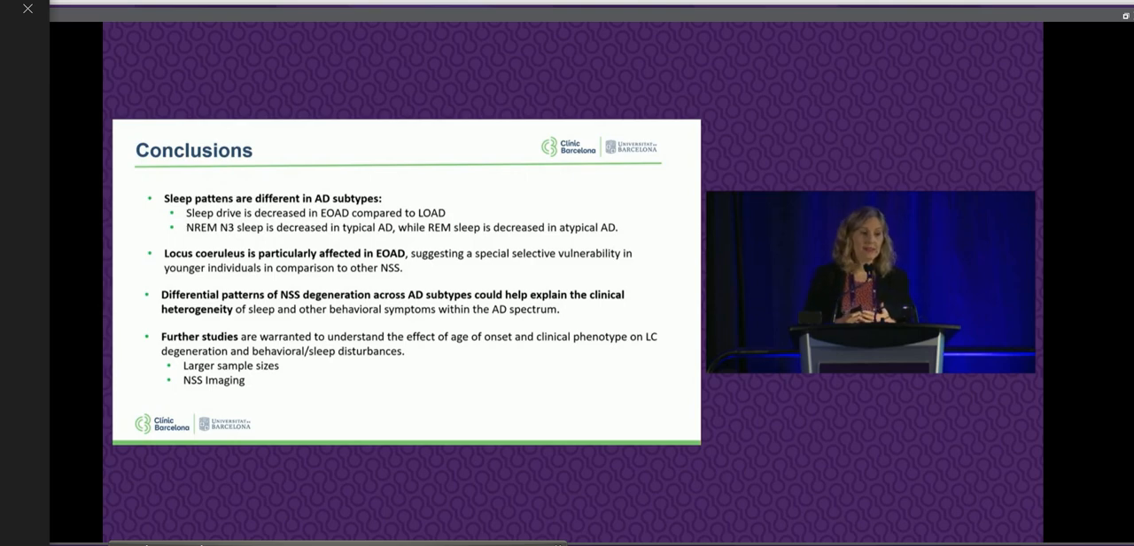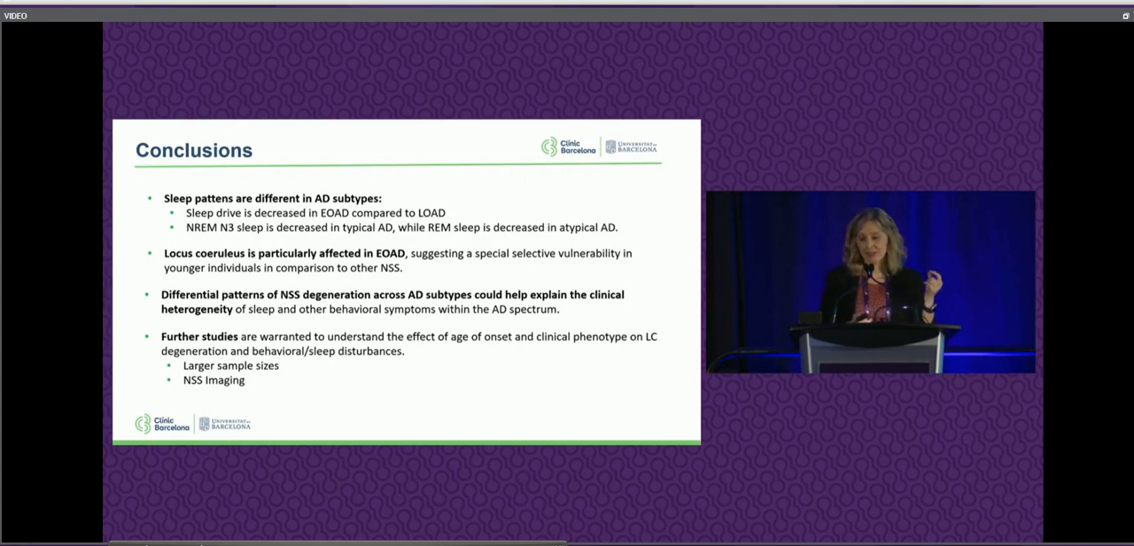Also, we need better imaging to segment these nuclei properly. That's very challenging because they are very tiny nuclei. And I think that it's key to have this neuropathological and also in vivo data contributing together to validate any changes.